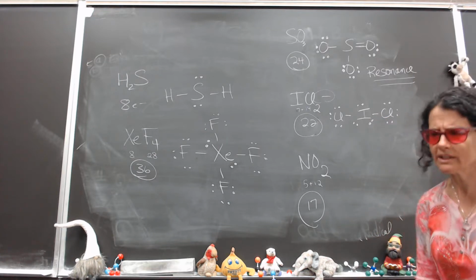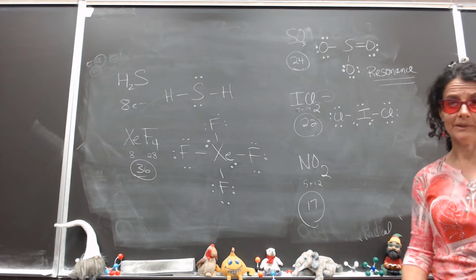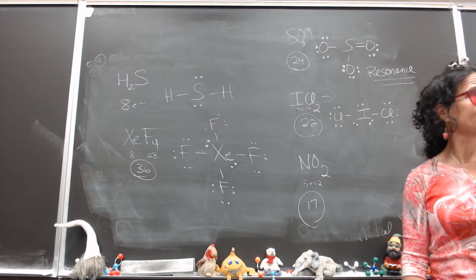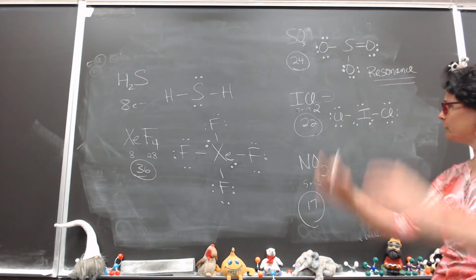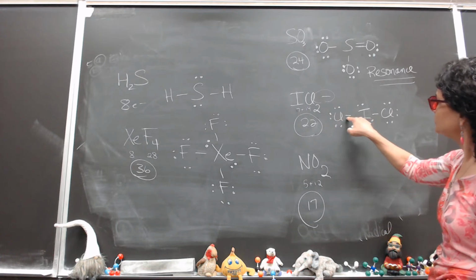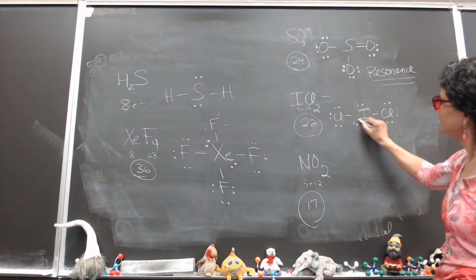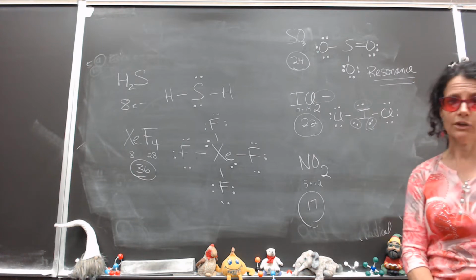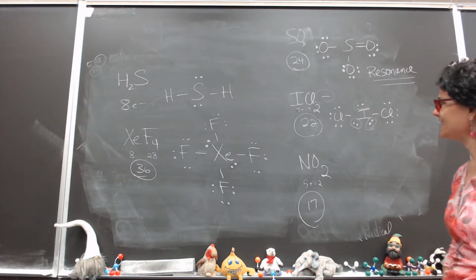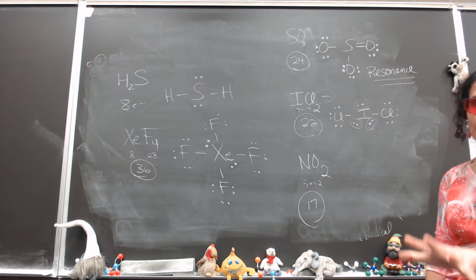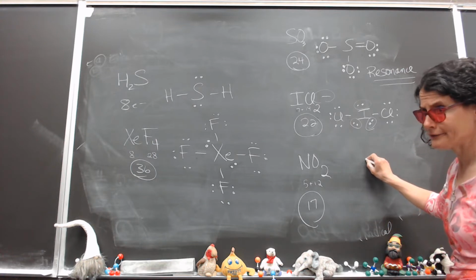Oh, we get more than an octet on the iodine. Can we do that? Absolutely. If you're after neon, third row and beyond, they can break the octet. So it has 4 that it is sharing, and then it has 6 of its own. So it can go past the octet. The center is the only thing that will ever go past the octet in my instructions.